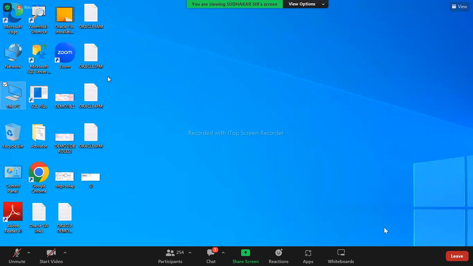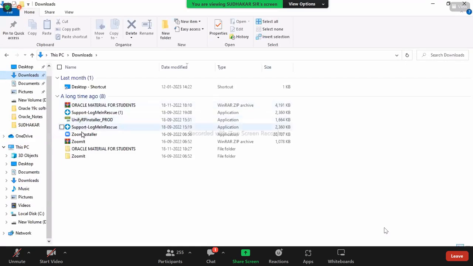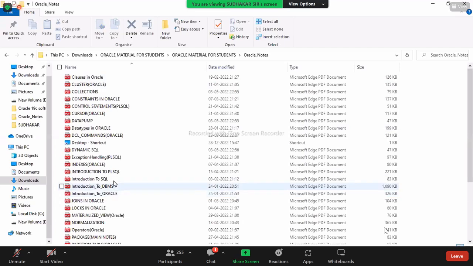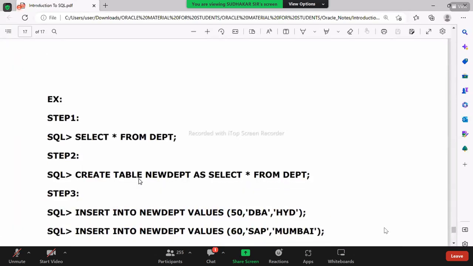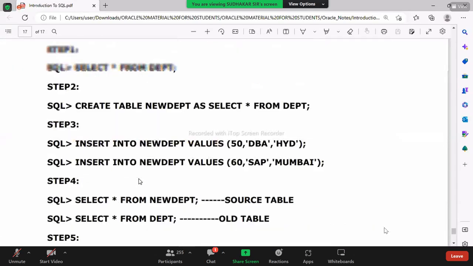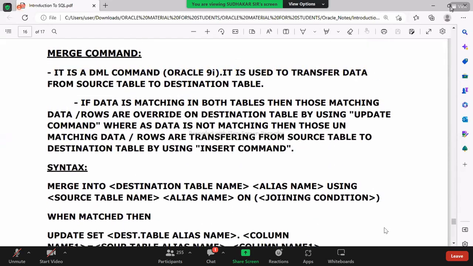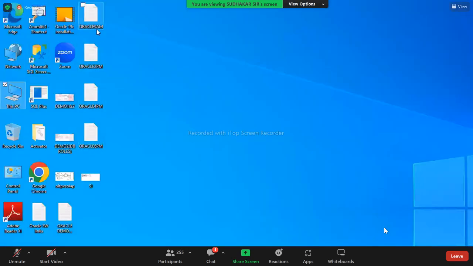And the merge command is completed. No, no, that's the only one left. So now we will take the merge command. I think the merge command is also given in your notes, the introduction to SQL. So the merge command, what it is, first I will explain to you. Observe carefully. What is your merge command?